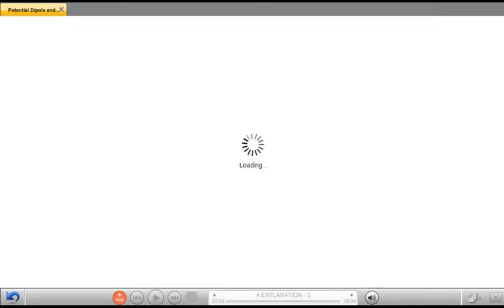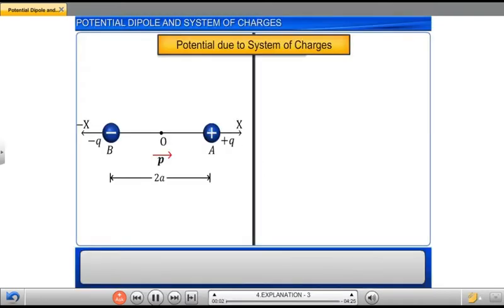In the case of a dipole, we have calculated the net potential due to a system of two charges. Now, let us consider the electric field due to a system of charges. Say, Q1, Q2, Q3, and so on up to Qn.